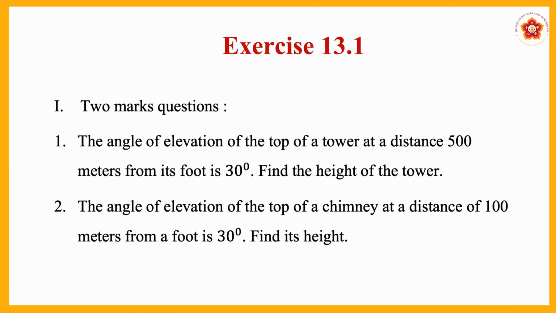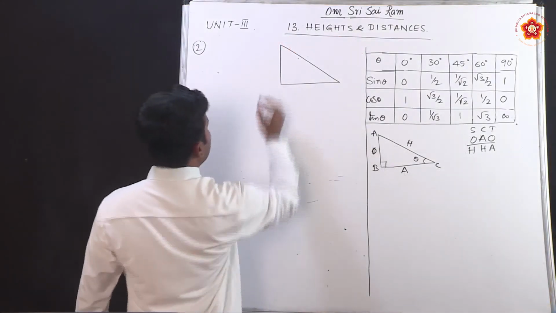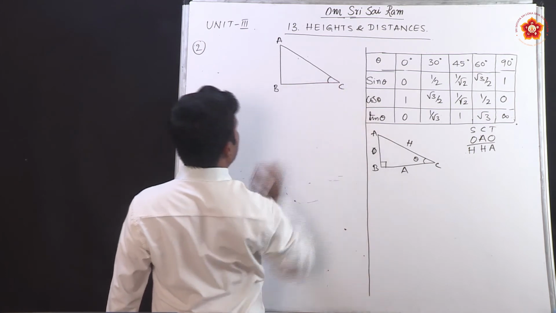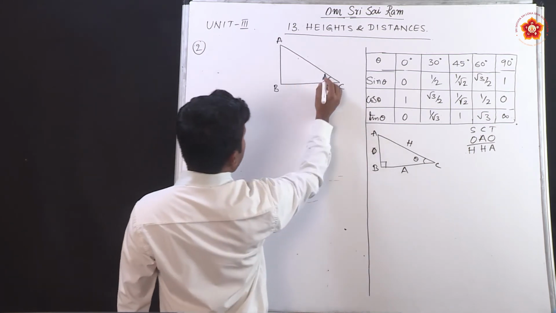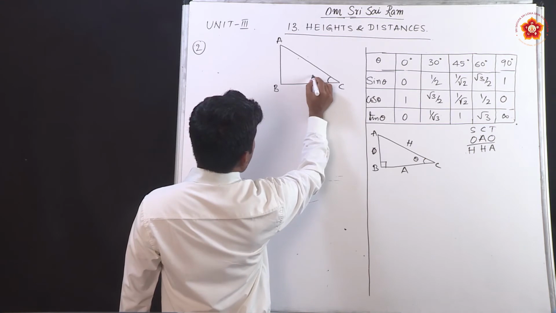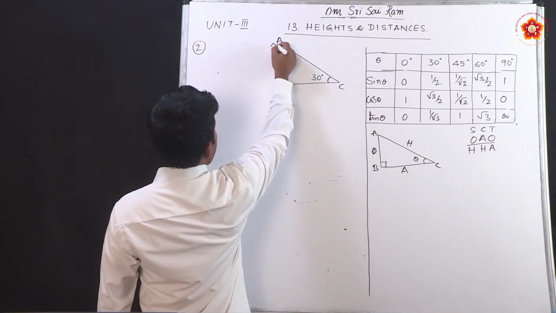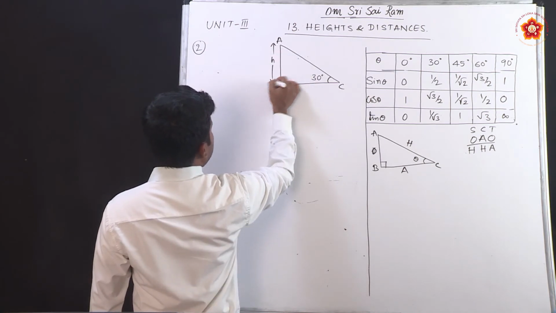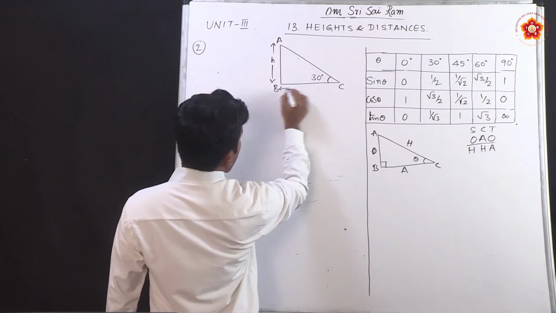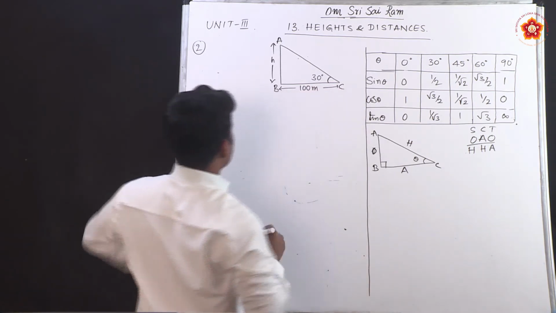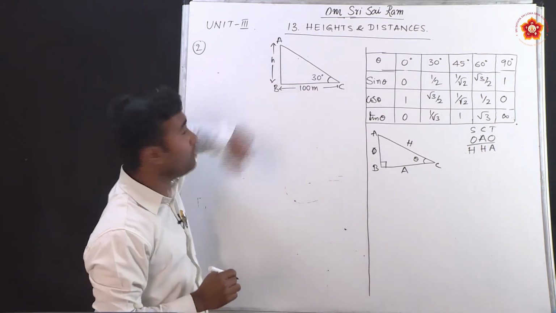First we have to draw a right angle triangle according to the given problem. I will call it ABC, and this is the angle of elevation, and this is the horizontal line. They have given the angle of elevation as 30 degree, and the height of the chimney I can call H, and the distance from the foot they have given as 100 meters. So, now we are going to find the height of the chimney.